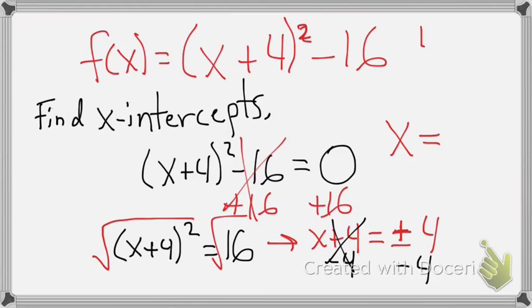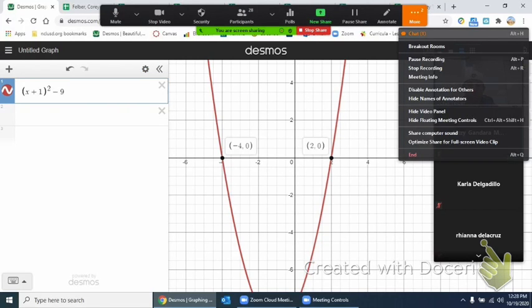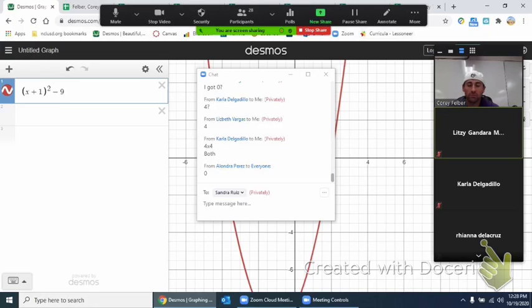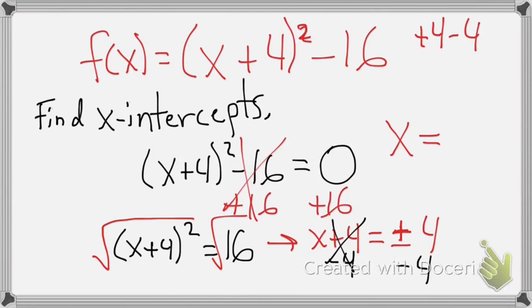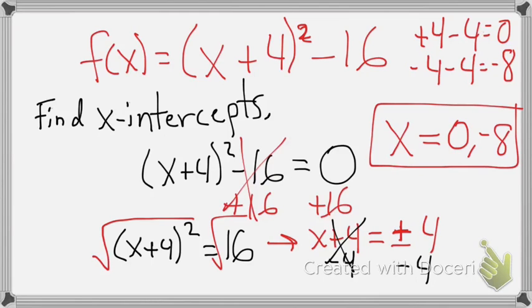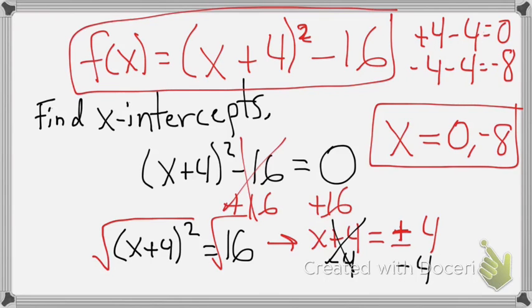So first one, what do we get if we do positive 4 minus 4? Good. Nice, Carla. 4 minus 4 is definitely going to give us 0. Okay, so that's one of our answers. That's one of our x-intercepts is 0. And then the other one, we got to do negative 4 minus 4. And that should give us negative 8. So that means this graph would cross at 0 and negative 8.